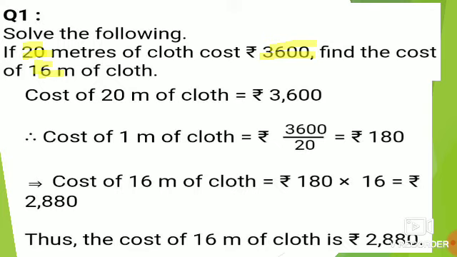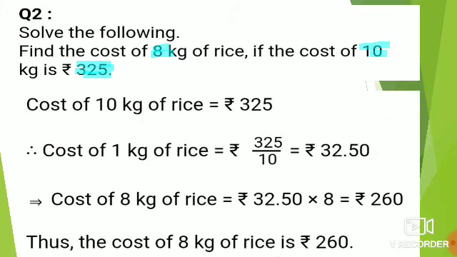Therefore, what will be the formula here? Cost of 1 meter of cloth multiplied by cloth in meters. 180 multiplied by 16 is equal to 2880. Thus, the cost of 16 meters of cloth is 2880 rupees. Let's take one more example. Find the cost of 8 kilograms of rice if the cost of 10 kilograms is 325.